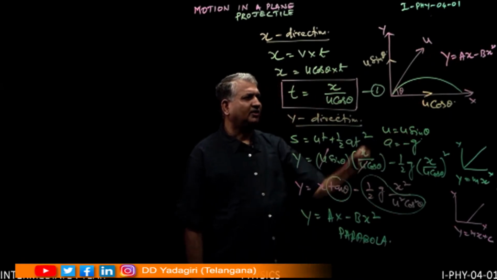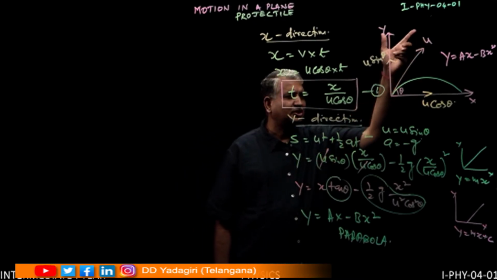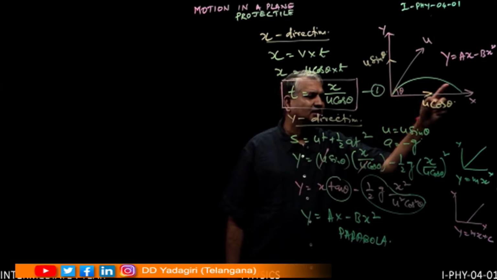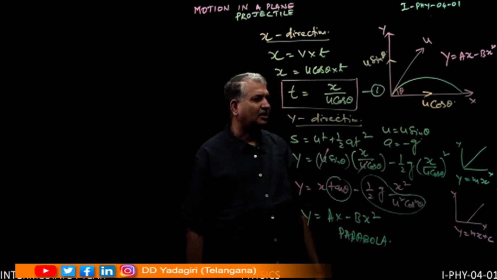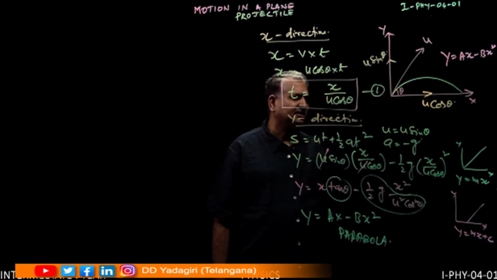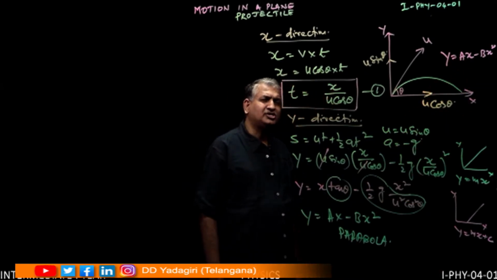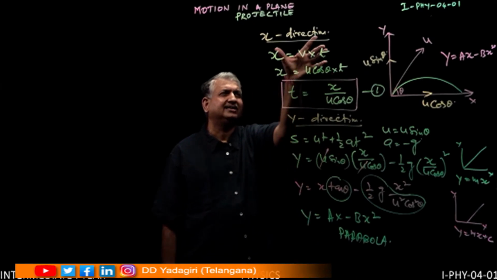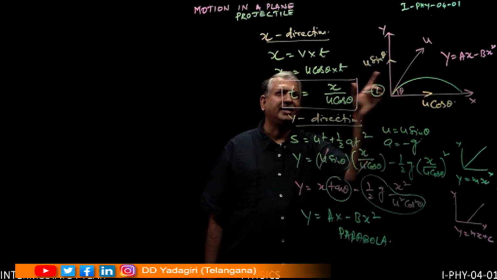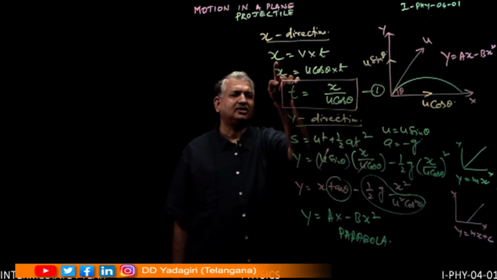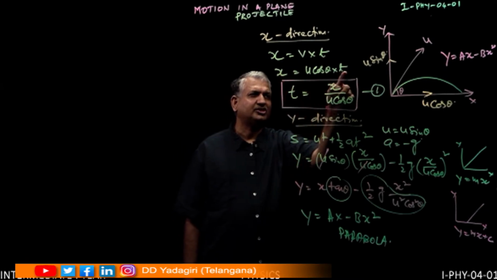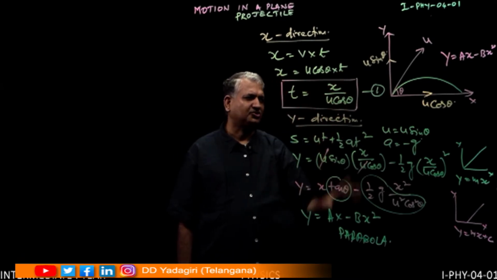So a body is thrown with some initial velocity u at an angle θ to the horizontal. Then the path, it is called projectile. The path is a parabola. To prove it, we have to show y = ax - bx². Therefore, how to proceed? I want to calculate the displacement in the x direction. As it is a constant speed, the distance is equal to velocity into time. That is, x = u cos θ into t, t = x/u cos θ.